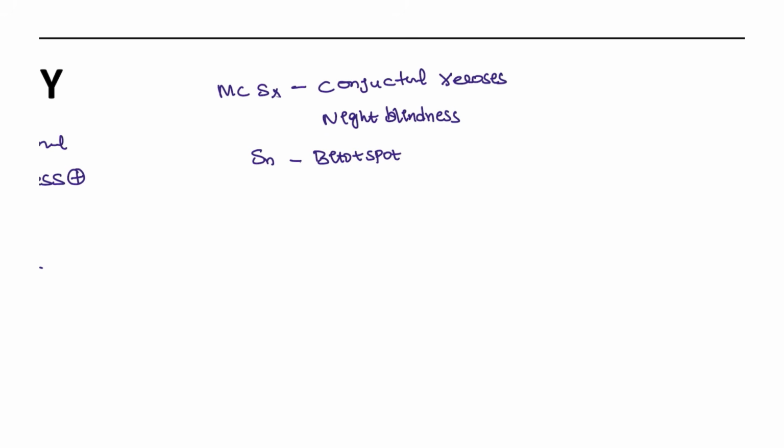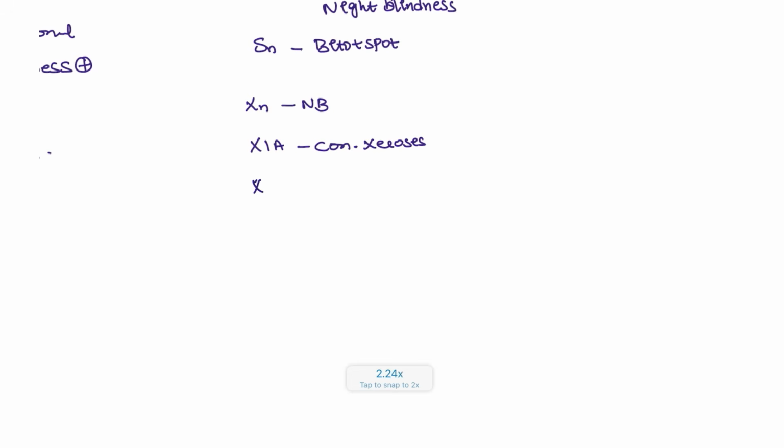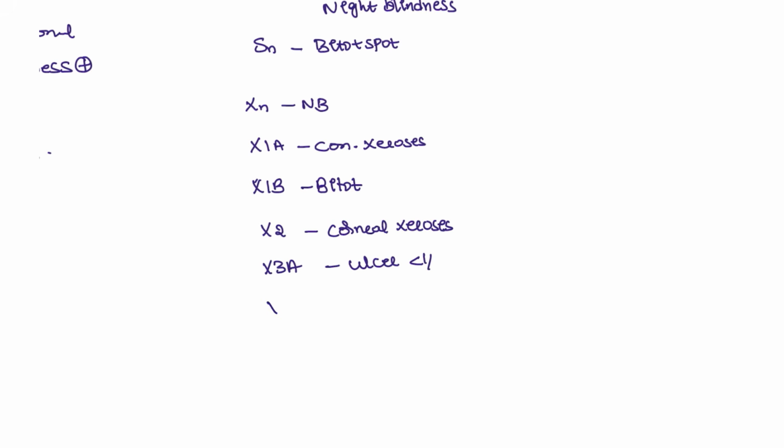And we have the categories. XN, this is for the night blindness. X1A, this is for the conjunctival xerosis, dryness of the conjunctiva. X1B, this is for the Bitot spot. Okay, and X2, this is for the feature of the corneal xerosis, cornea became dry. And X3A, the ulcer is formed but less than 1/3 of the thickness. X3B, it is more than 1/3 of ulceration that is seen.